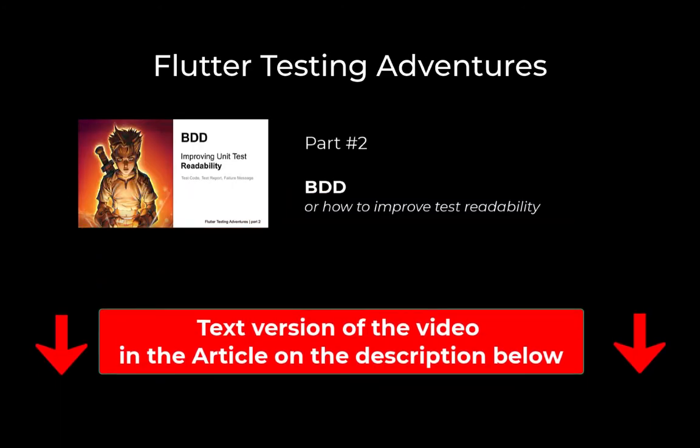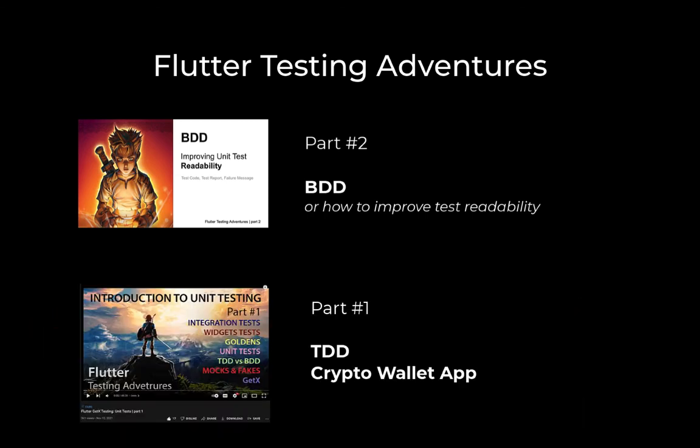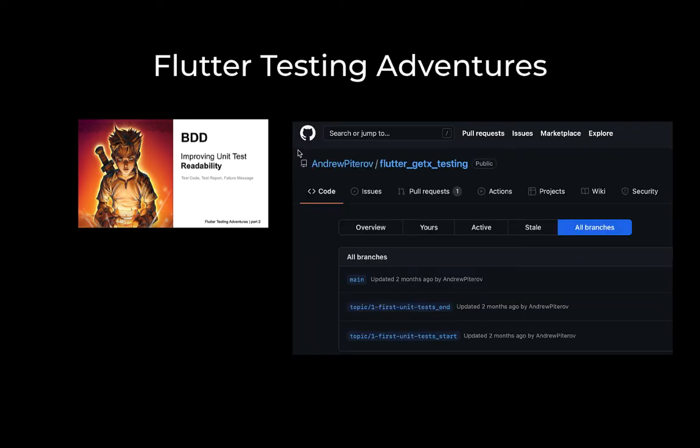This lesson is the second part of a series of lessons on Flutter testing adventures. In the previous lesson, we've learned about TDD and started to develop the crypto wallet app via TDD. If you are not familiar with TDD, I highly recommend going over the first lesson and later coming back here. Keep in mind, you can find the source code in this video on GitHub and follow along with the lesson and practice TDD and BDD immediately.